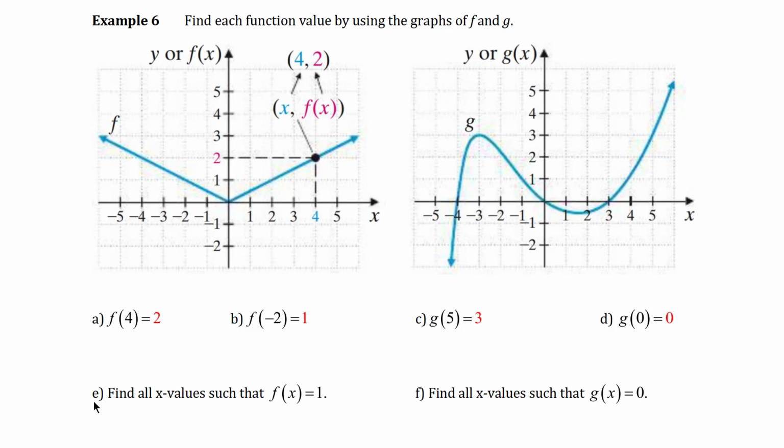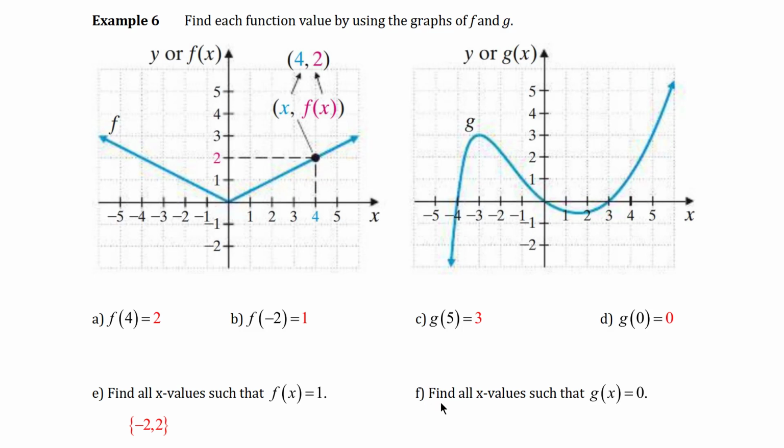For part E, they're asking us to find all x values such that f of x is equal to 1. So what they're saying is we need to find all of the x values that correspond to a y value of 1. So if we go to the graph of f, and go to the y value of 1 on the y-axis, then you could see that 1 corresponds to the x value of negative 2, and it also corresponds to the x value of positive 2. So for part E, our solution is written out as curly bracket, negative 2 comma 2, close curly bracket.